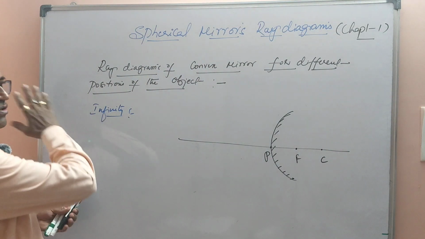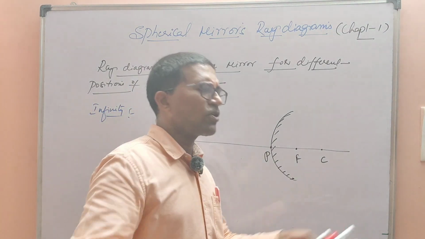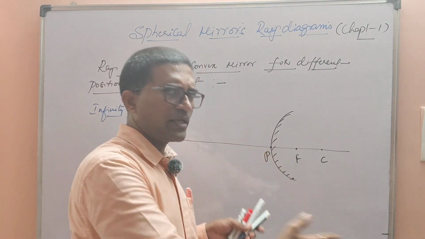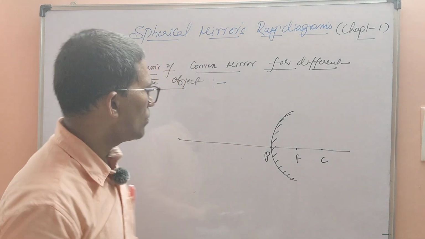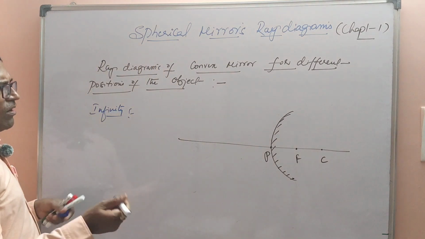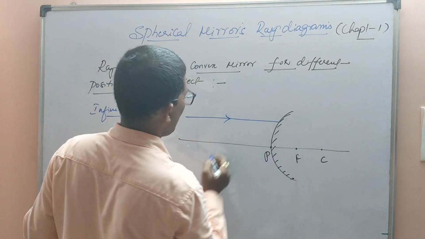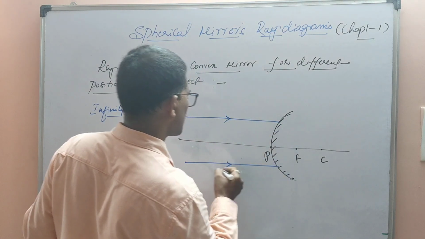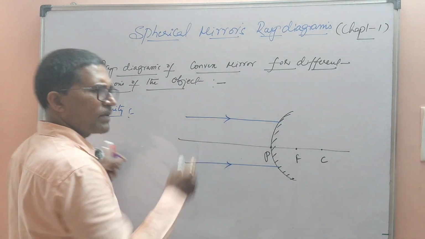So we are going to place the object at infinite distance, for example, you can take the sun, no problem, or some other object which is placed in front of the convex mirror at a long distance. You consider that object as at infinite distance. So if the object is at infinite distance, all the light rays coming from the object will be parallel to the principal axis generally.